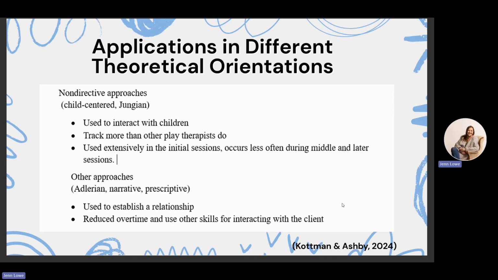Other approaches use it to establish a relationship. They also reduce it over time. But the more directive approaches will use other skills for interacting with the client.